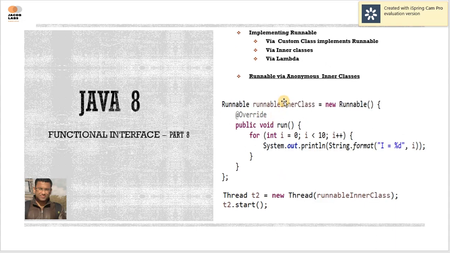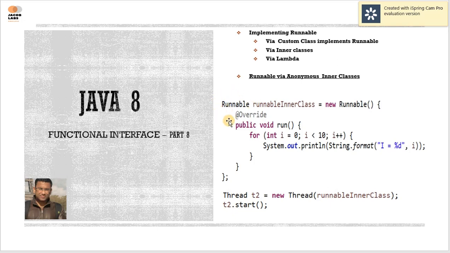Now let's look into what is the second type of implementing the Runnable interface. The second type is via the anonymous inner class. What is a quick preview? What is an anonymous inner class? A class within a class is called an inner class, and a class without a name is called anonymous. So a class within a class that does not have a name is called an anonymous inner class. So let's see how it is implemented.